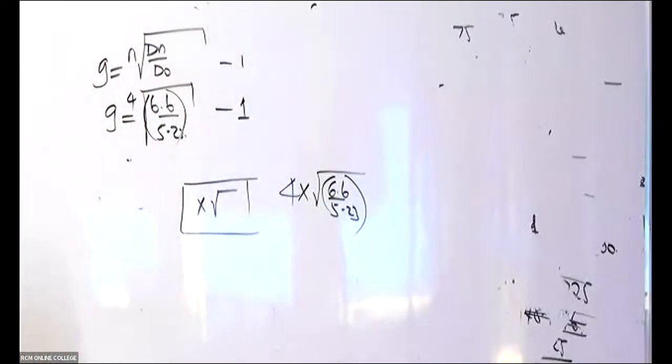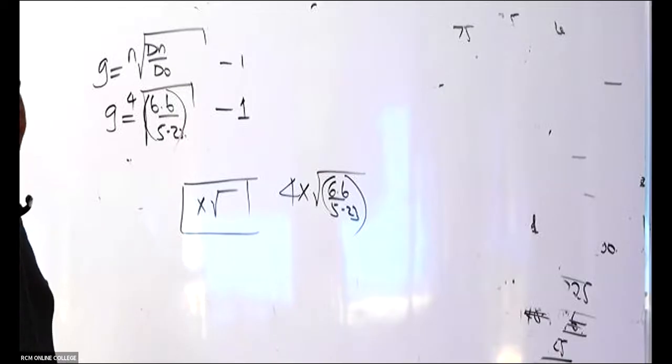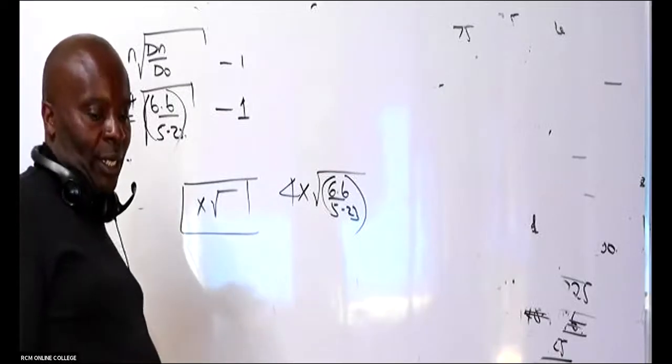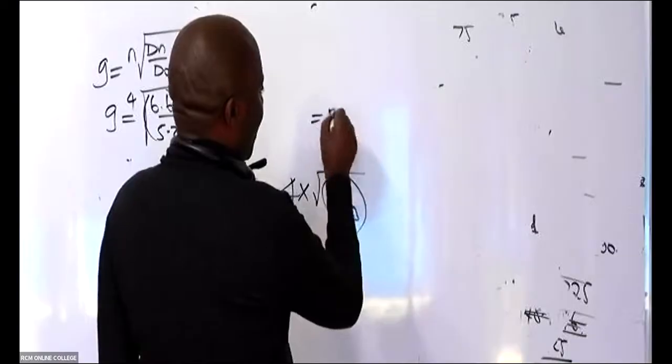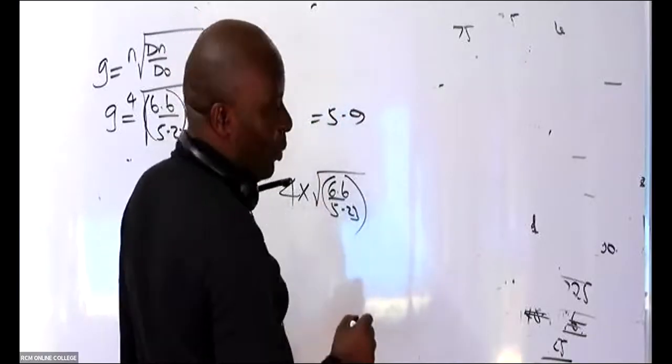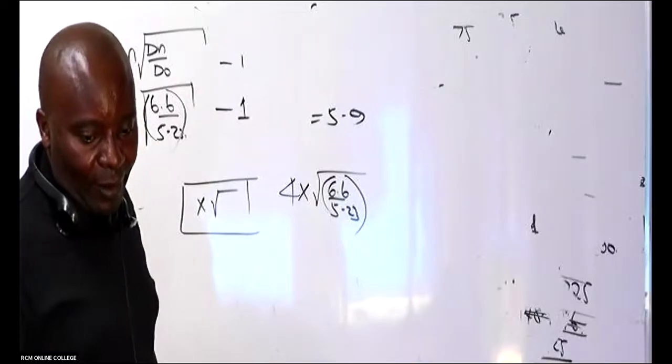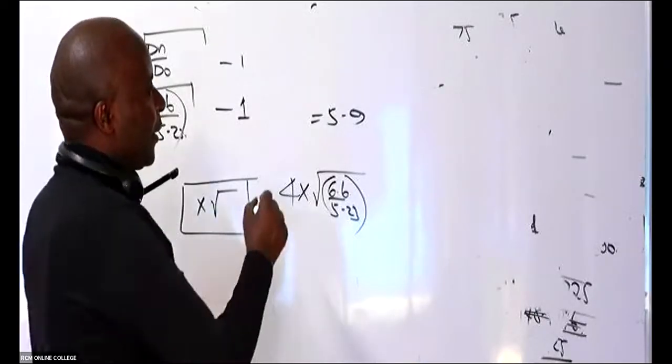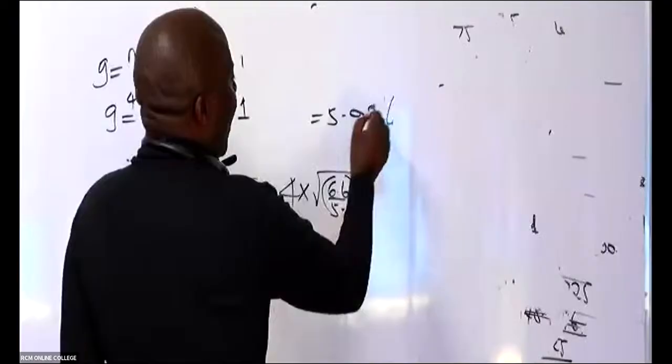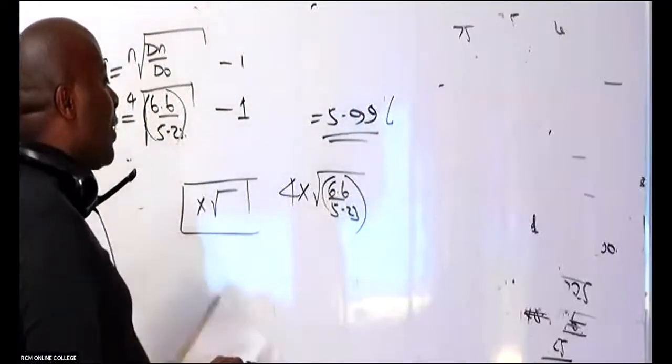Whatever answer you get, you subtract 1 from it. You'll get 0.0 something, times 100. That's what these ninjas are getting as 5.9 something, 5.99%.